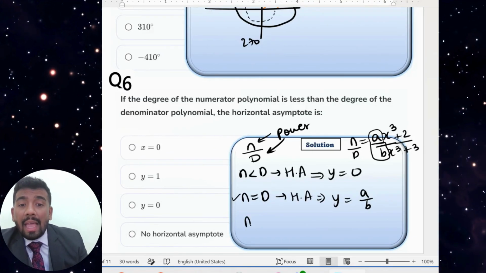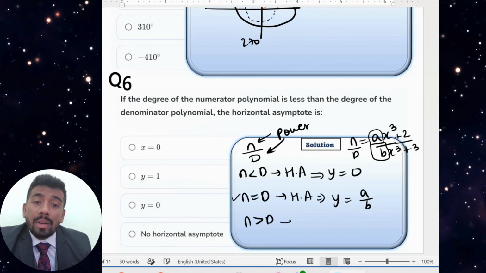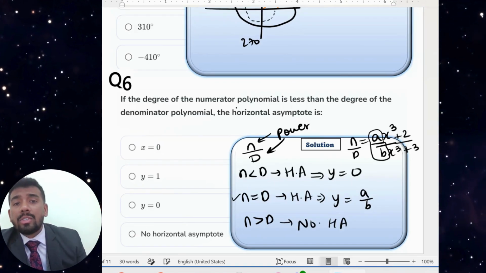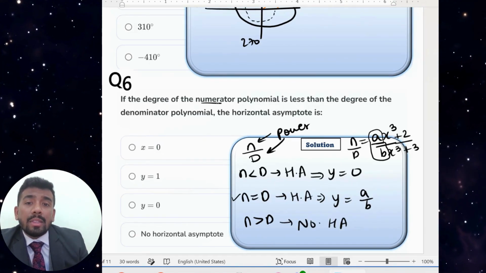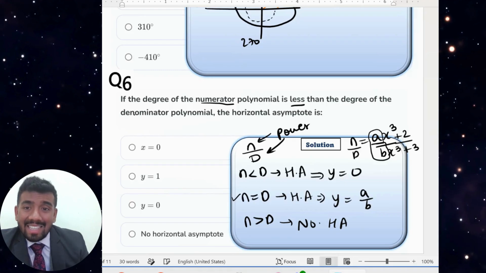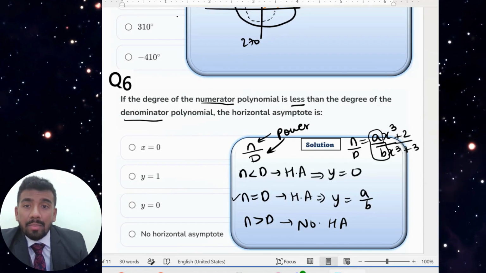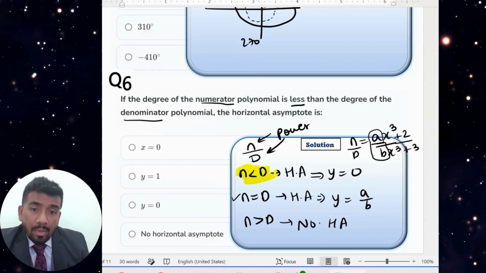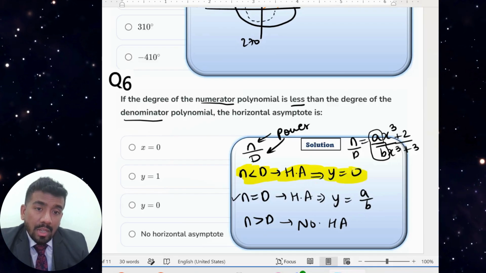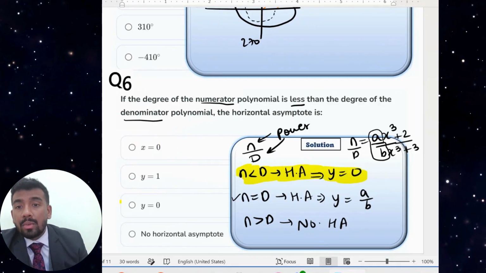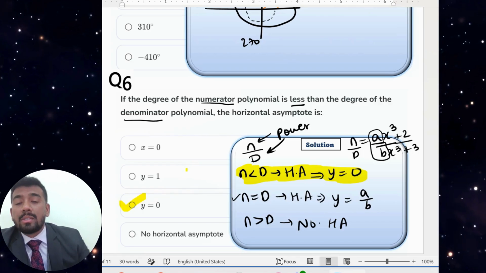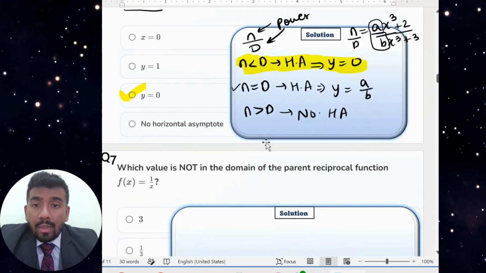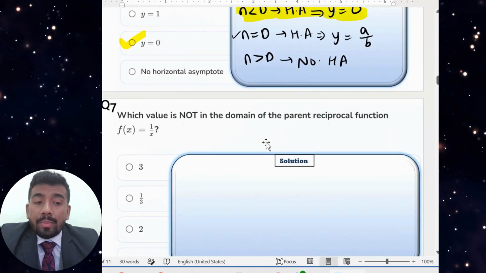Okay. And what if the numerator is bigger than the denominator? Then in that case, no horizontal asymptote. Okay, no HA. Now here, the degree of the numerator is less than the degree of the denominator. That means the first case. So in that case, what's the answer? Y is what? 0. So y is 0. This is the answer. Understood? So I want you guys to remember it in this way. Let's go to the next one.